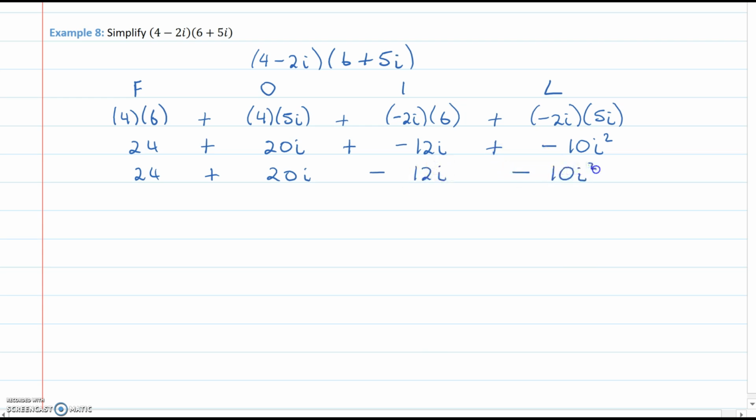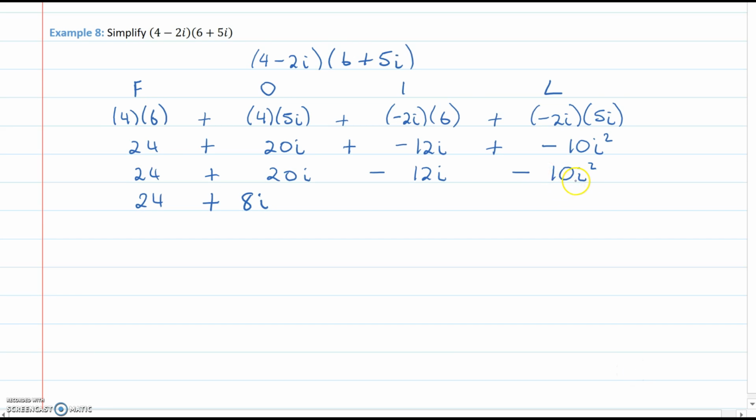Now some of you may be able to skip through that step, but I just want to make sure that I'm doing it and that you can see what's happening. So this would be 24, that's the only number. Now 20i minus 12i, plus 20 minus 12, they have different signs, so subtract. 20 take away 12 is 8, and 20 is bigger, so use the sign of the 20, which is a plus, so plus 8i. Okay, and then the minus 10i squared.